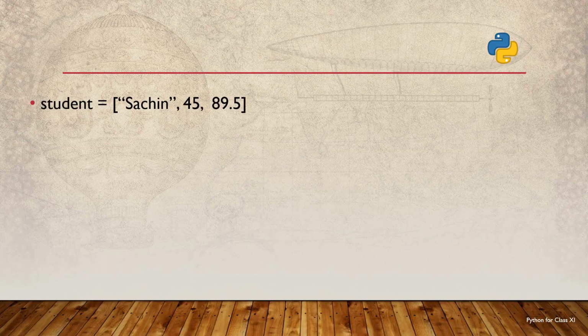Let us consider another example here. Here I am considering a list as a sequence. Here student is the list variable, which has a list of 3 items. The first item is a string, that is a section, the second item is an integer, that is 45, and the third item is a floating point number, that is 89.5.